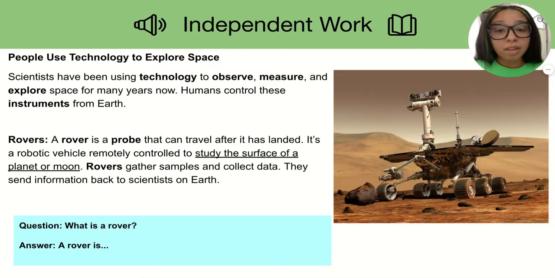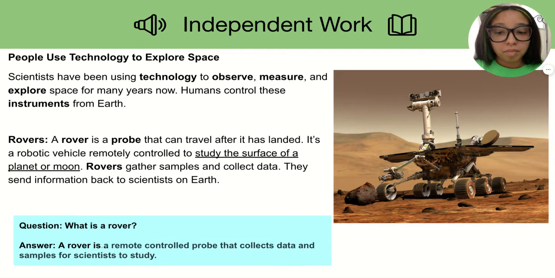Rovers gather samples and collect data. They send information back to scientists on Earth. Here is your question. What is a rover? You can pause the video now to answer this question. A rover is a remote-controlled probe that collects data and samples for scientists to study.